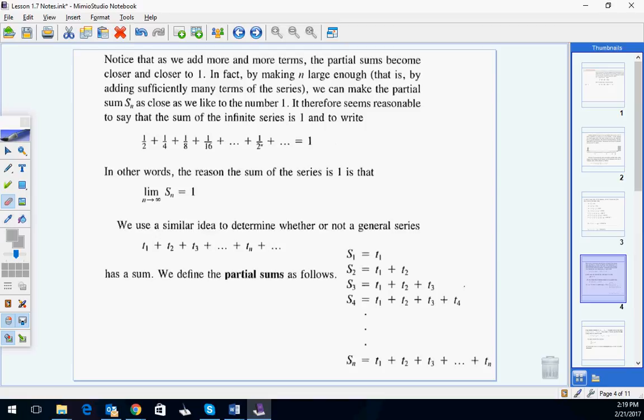Same thing. What's the end result of you keep eating half the pizza? At the end of the day, you're going to eat the whole thing. Okay? So keeping that in mind, we use a similar idea to determine whether or not a general series of terms has a sum. So do they approach something? What's the situation where it does approach and when it doesn't?